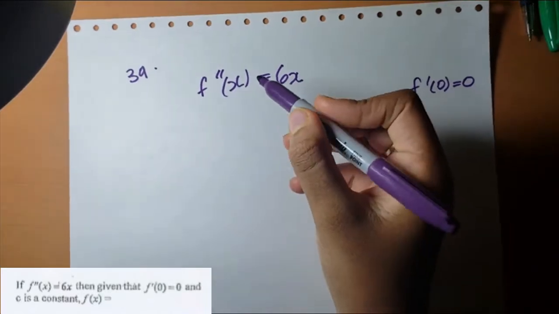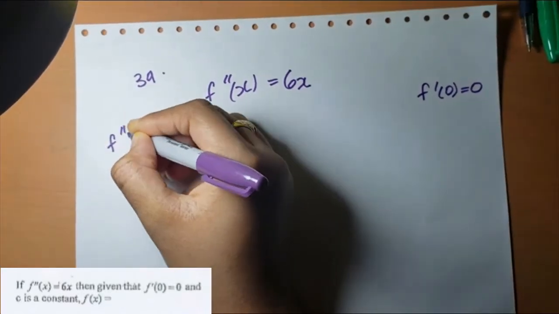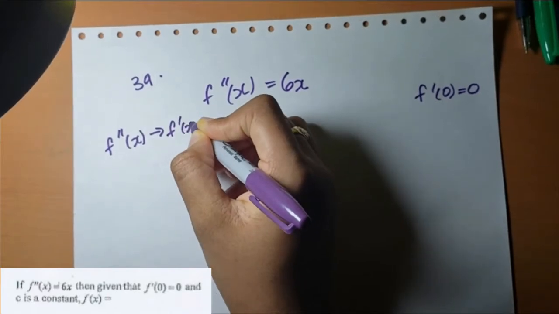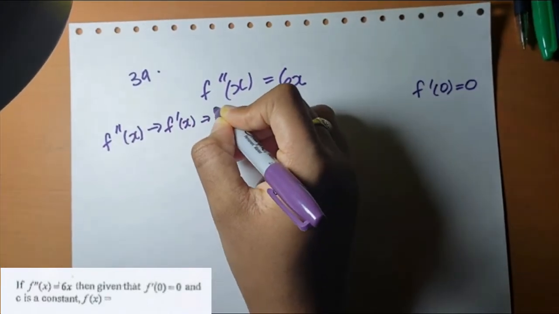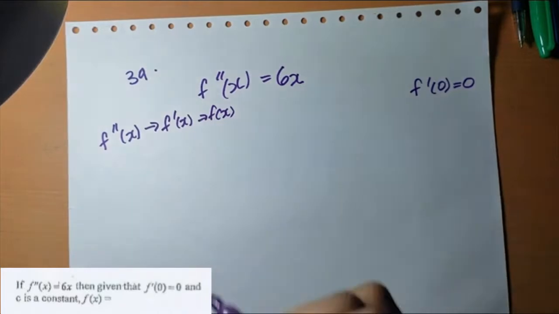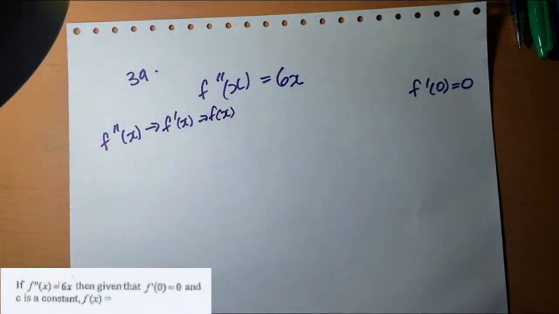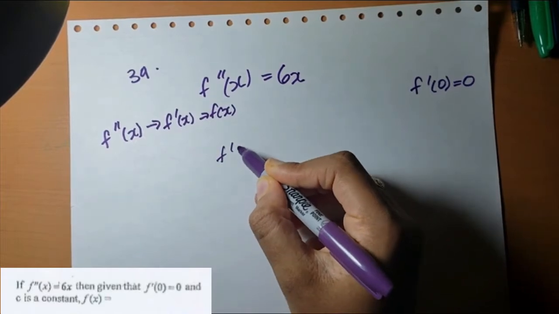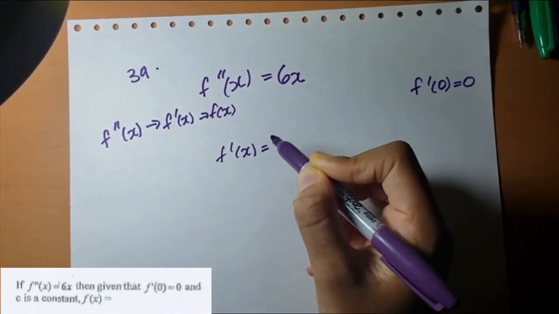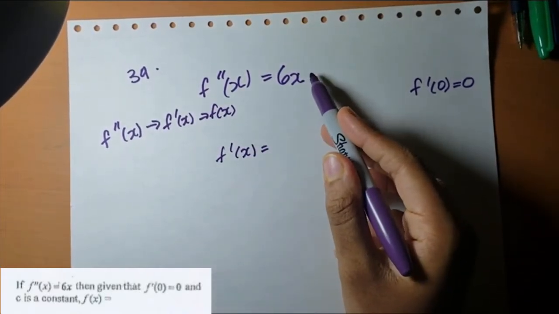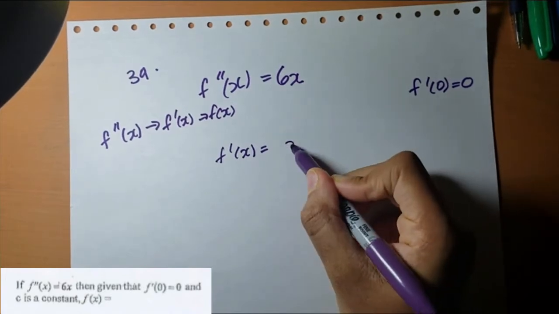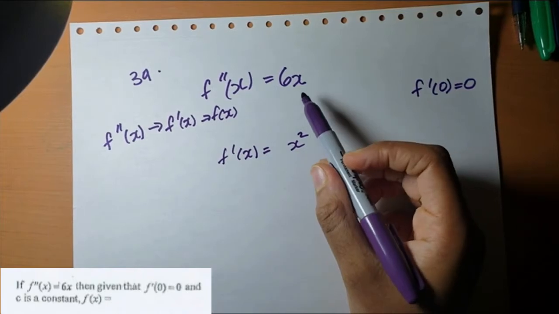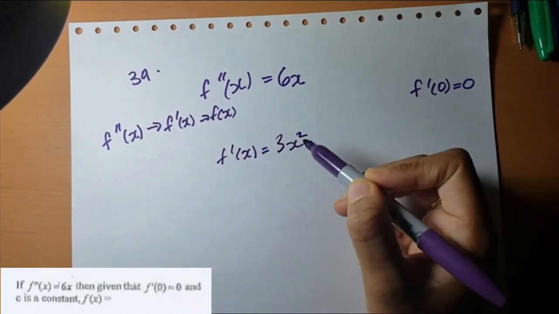So we need to move from f double prime of x, which is the second derivative, to f prime of x, which is the first derivative, to f of x. So we're going to be integrating this twice. First things first, when I integrate this, f prime of x is going to be equal to, we add 1 to the power, so that's now x squared, and we divide by that same 2, and that would leave 3.